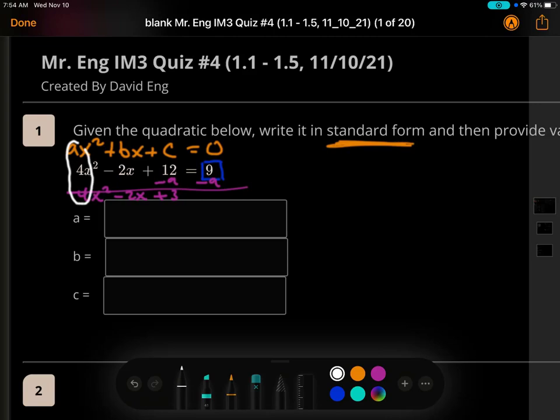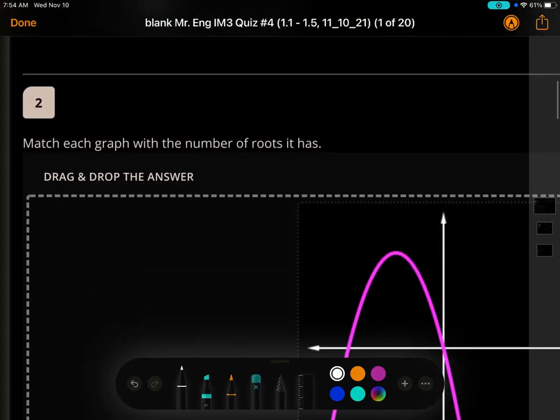So there my a value is 4. My b value is negative 2. Notice I'm not including the x. And the c value is not 12, it is 3. Okay. Another mistake might be to include c as your 9, but that's incorrect.